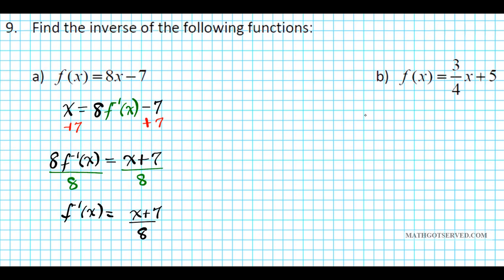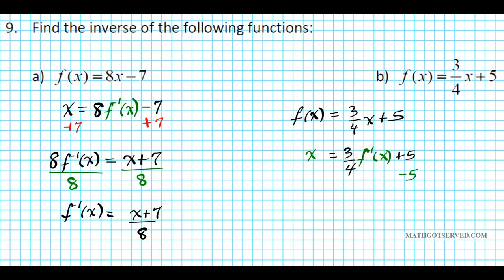Now for question B, let's write it in the center. We have f of x equals 3 over 4 x plus 5. Let's do the switch first. We have the output becomes the input, x, and the input becomes the inverse of the output, f inverse of x, plus 5. Now we're going to get f inverse of x isolated.